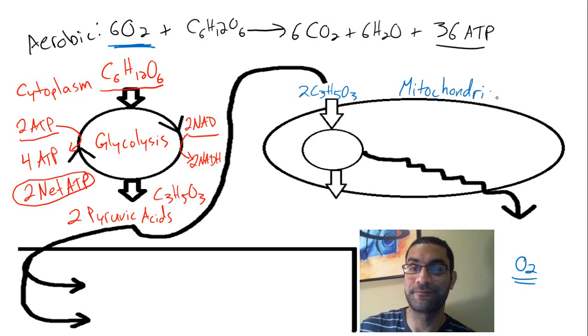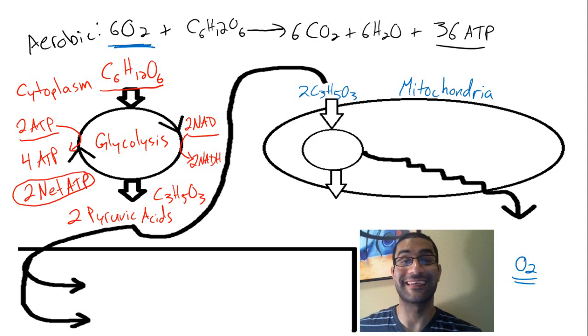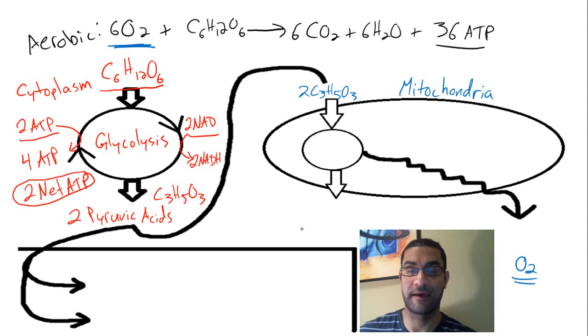The only time components move into the mitochondria is if oxygen is present. Oxygen must be present in order for this stuff to happen. So the pyruvic acid is going to go through the final series of cycles that you need to worry about. This is known as the Krebs cycle, named after a scientist named Hans Krebs.